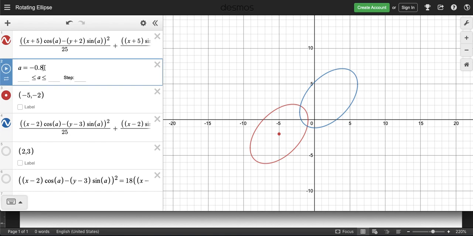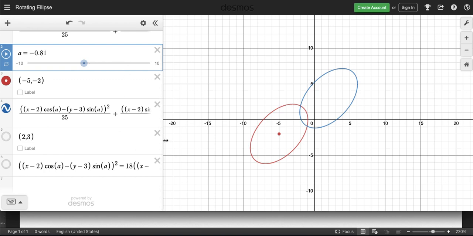Like, let's say 0.8 wasn't great, but I need to do like 0.875. It'll adjust it even a little more. Or maybe it had to be 8.1. It's a little more of a fine adjustment if you need it. Okay? So that's how you rotate ellipses and hyperbolas.